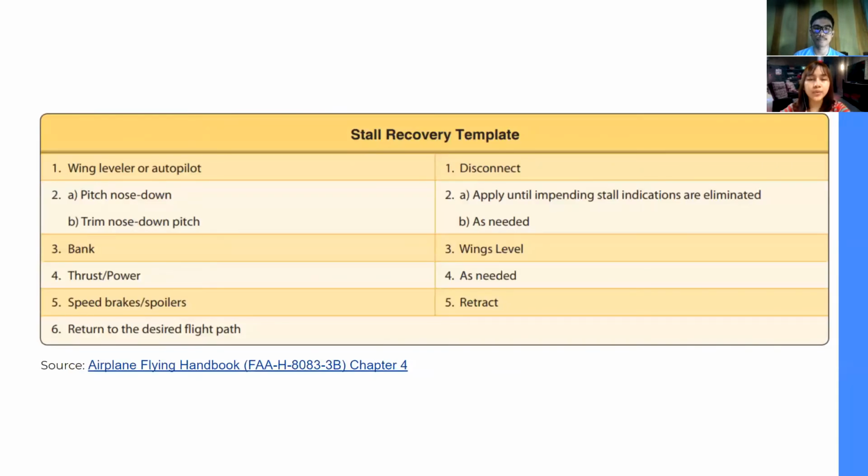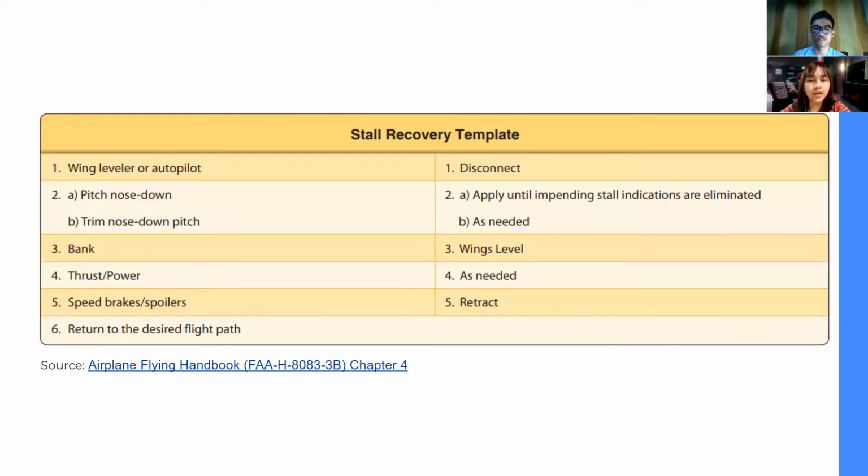Stall recovery. The most important action for stall recovery is reducing the angle of attack. The following is an example of a stall recovery procedure for light general aviation aircraft, which is adapted from a template developed by major airplane manufacturers. The first step is disconnecting the aircraft from the wing leveler or autopilot. It is essential that stall recovery is done by manual control. This is because autopilot could make automatic adjustments to the flight controls that are not appropriate.